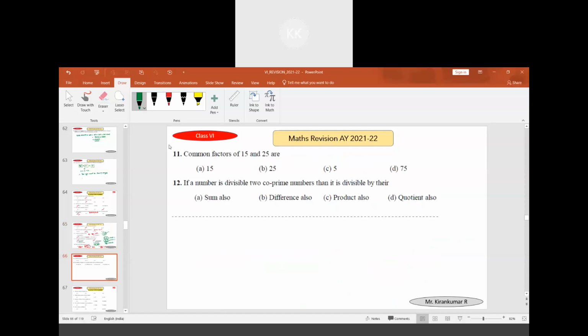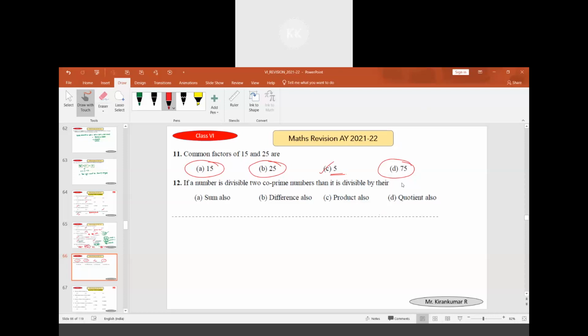Coming to question number 11, the common factor of 15 and 25 is 5. Why should we not consider 15? Because 25 is not divisible by 15, so 15 is not a factor. 75 is a multiple of 15 and 25, larger than the numbers. 75 is a common multiple of 15 and 25.